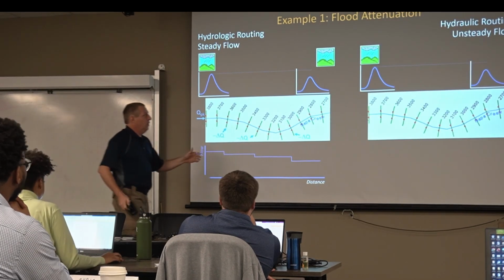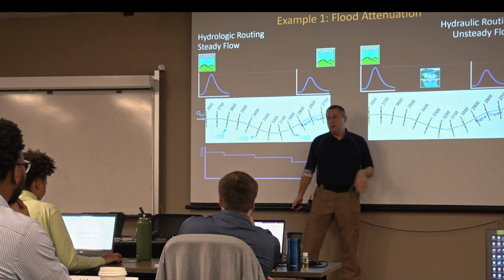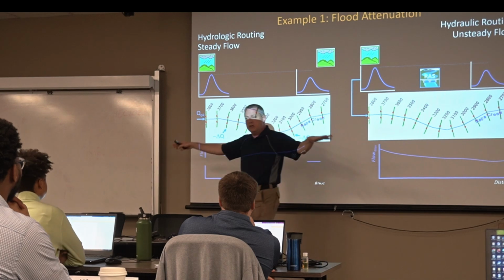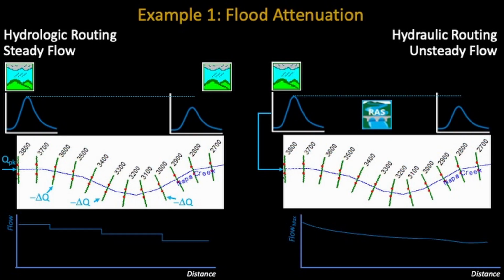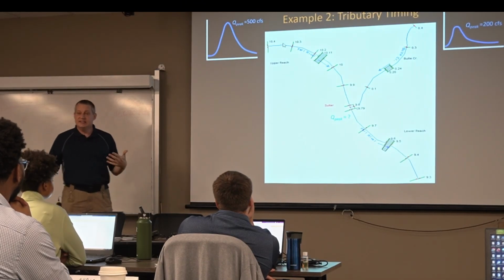Whereas in unsteady flow, you take your HMS hydrograph, you put it in there, unsteady flow solves the shallow water flow equations and automatically figures out how much water is stored and drops your peak as it moves downstream. It's kind of a more elegant result, but there's a cost to pay. Okay, the second is timing.